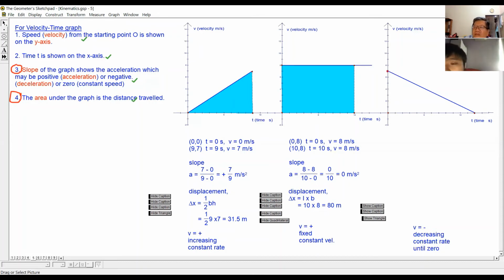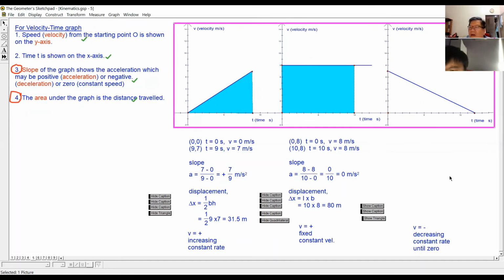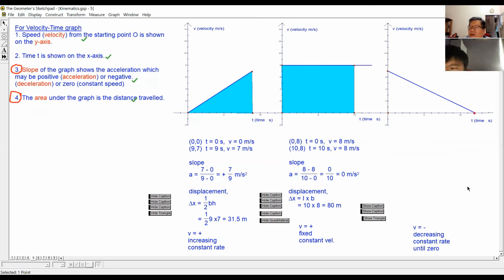0, 7. It means that when the time is 0, the velocity is 7. What is the coordinate of this point? This point here. 12, 0. Correct. It's 12, 0.